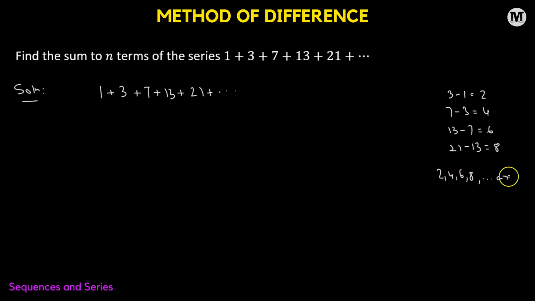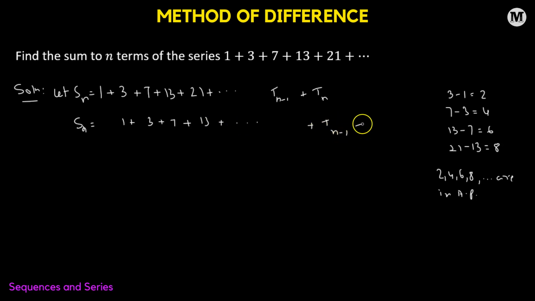Now these terms are forming an arithmetic progression, which means here we can find out the sum to n terms by taking the help of the method of difference. So what is the method of difference? For this, let's assume the series is denoted by Sn, with Tn being its last term. If Tn is the last term of the series, then Tn minus 1 is going to represent the previous term to that of Tn in the series. We're going to take the same sum Sn, and we have 1 plus 3 plus 7 plus 13 going all the way up to Tn minus 1 plus Tn.